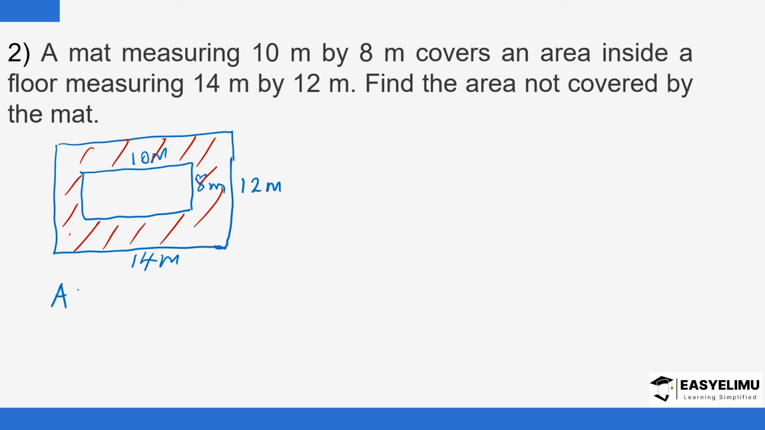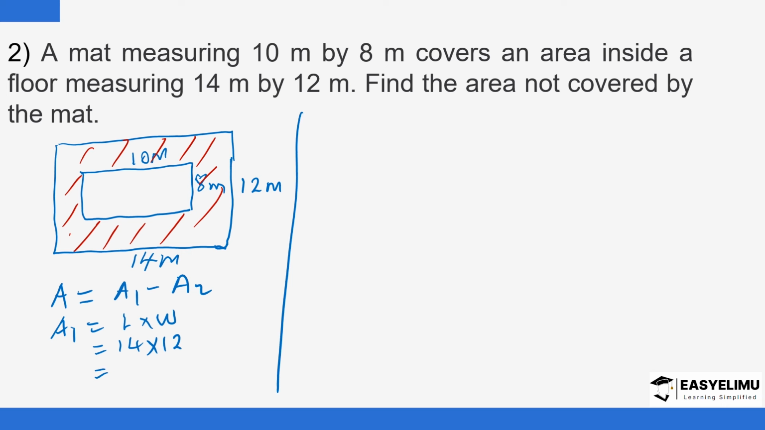So we have A is equal to A1 minus A2. A1 is the area of the floor, which is the bigger rectangle, and A2 is the area of the mat, which is the smaller area, the area of the unshaded. So A1 is the bigger rectangle with dimensions 14 and 12. So we have length times width again. So we have 14 multiplied by 12. So what do you get when you do this?